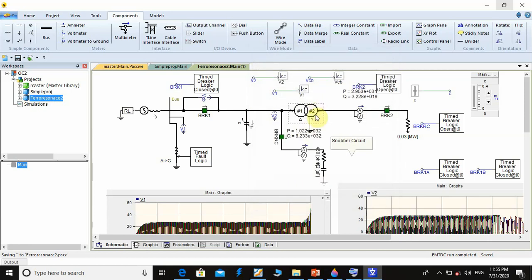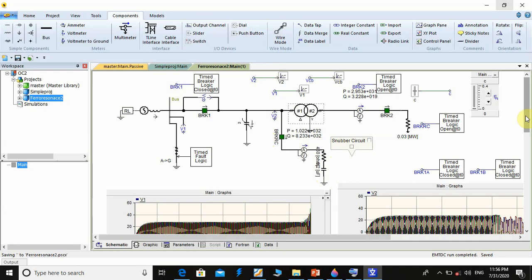This is for the transformer. I have here a load of 0.03 megawatt controlled by this breaker BRK2. Here this branch, what we call the Snubber circuit or RC circuit, is a resistance with capacitor in series. Also we control this branch by this breaker.